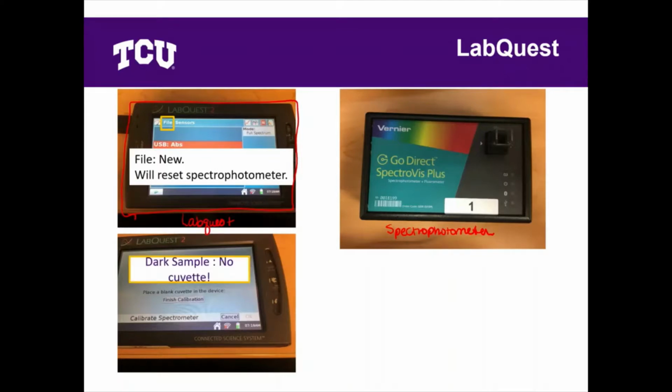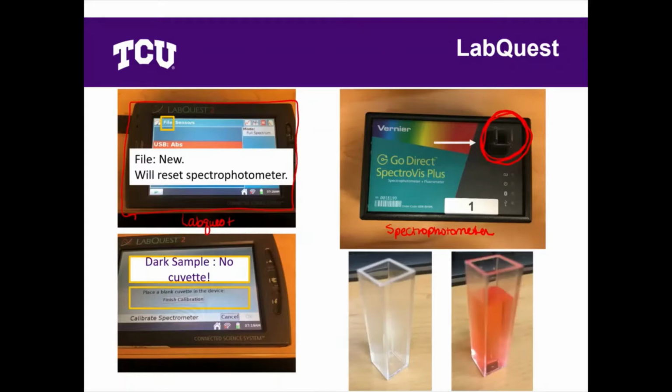When it says dark sample, it is no cuvette in the sample. The spectrophotometer, it's hard to see in the photo, but this is where your cuvette goes, in this box right here. This is actually open to air. So when it's taking a dark sample, what it's doing is subtracting light out from the room. So when it says dark sample, no cuvette at all. It needs to subtract out all the light from the room so it can give you a true reading.